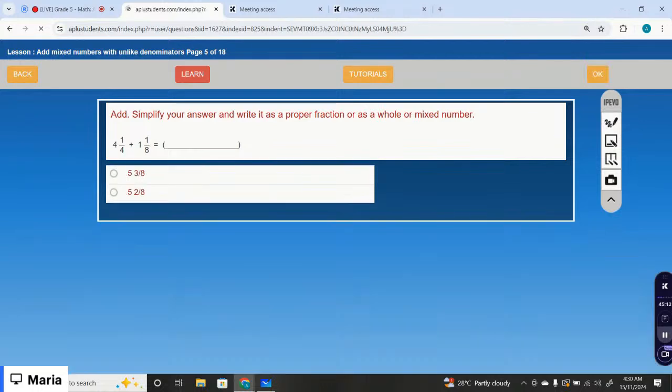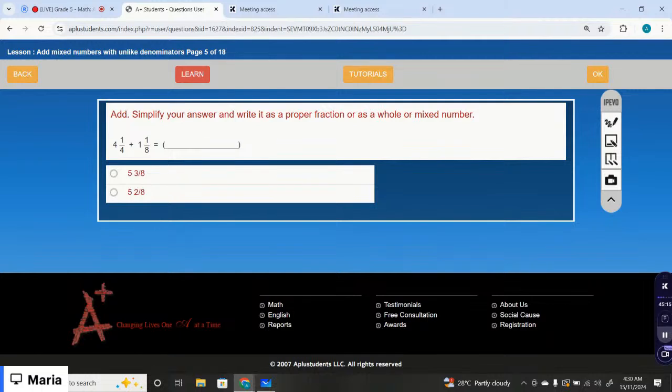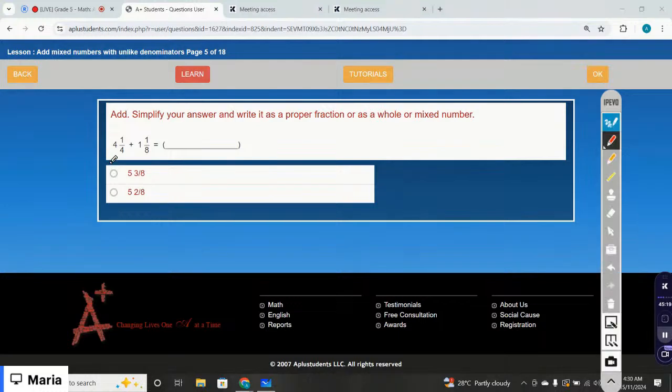Okay, the next one is add 4 whole 1 over 4 plus 1 whole 1 over 8. So make the smaller denominator equal to the greater one: multiply by 2, 1 times 2 and 4 times 2, plus 1 whole 1 over 8. So that is 4 whole 2 over 8. You can now add: 4 plus 1 is 5 whole 3 over 8. The correct option is option number 1, that is 5 whole 3 over 8.